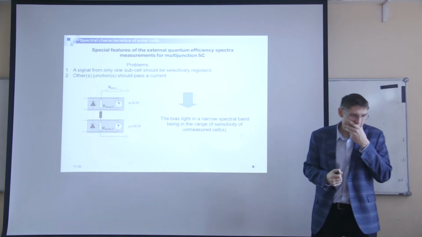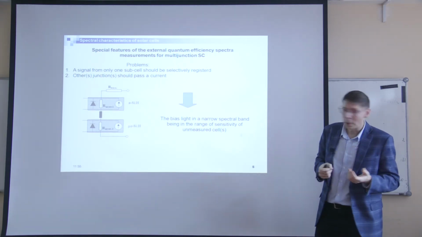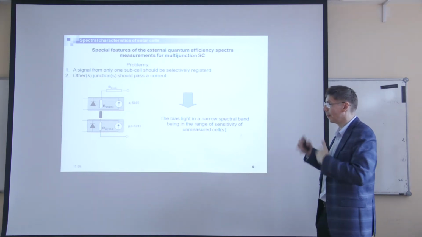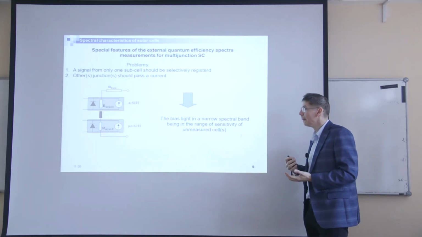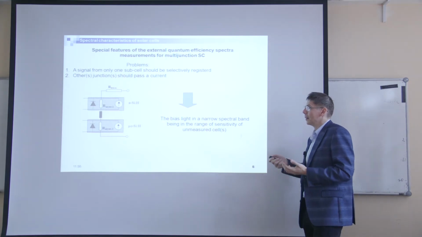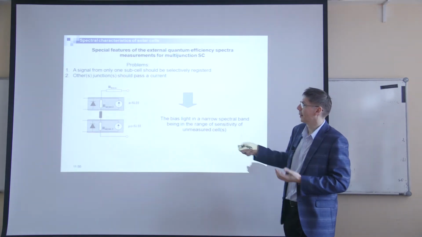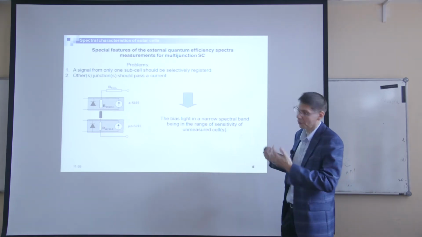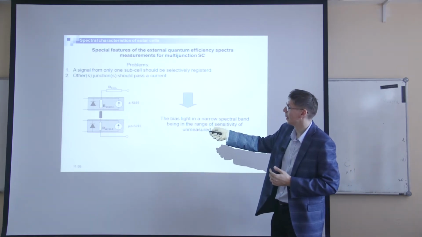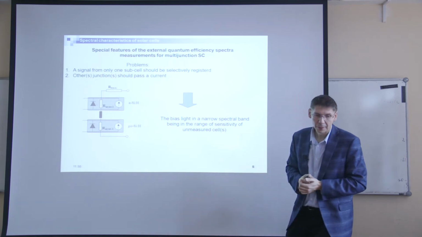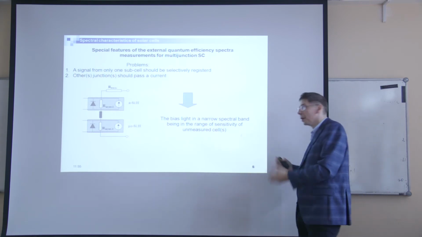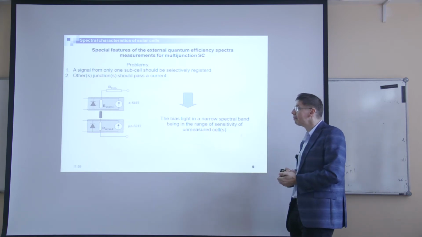So, one of the ways to do it is to prepare some special structure with, for example, three terminals. You can imagine some special structure with an intermediate contact, normally using some lithography, etching, etc. It's really not so easy.